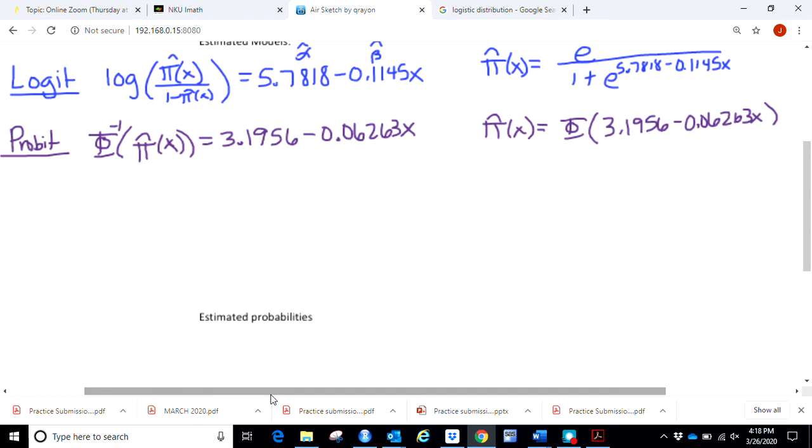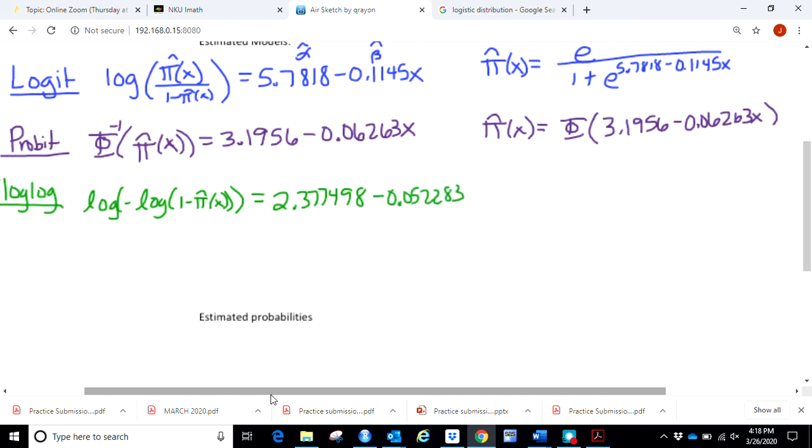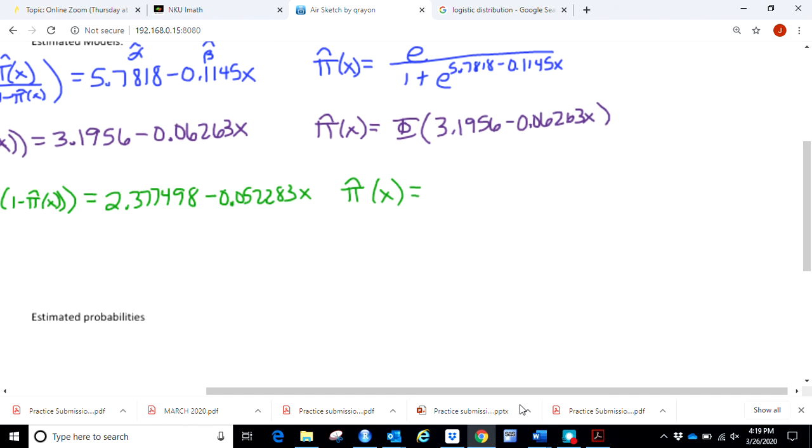So then for our complementary log, we would say that our natural log of the negative natural log of 1 minus pi hat of x is our alpha hat plus beta hat x. But then again, if I actually want to find my pi hat of x, then instead we're going to have 1 minus e to the negative e to our same values we had over there.